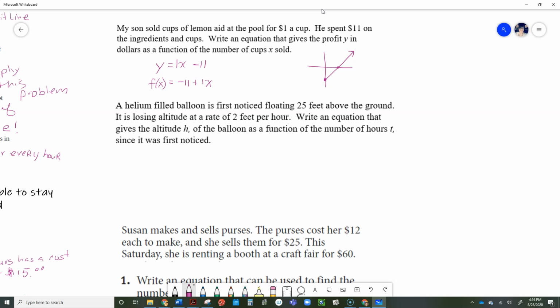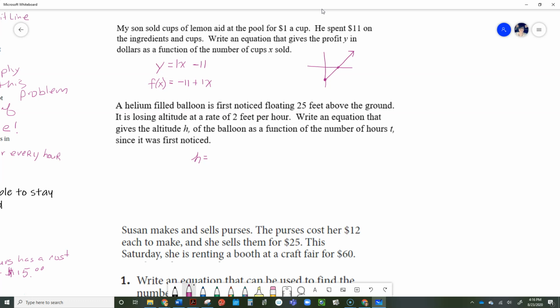Okay, so let's do another one. A helium-filled balloon is first noticed floating 25 feet above the ground. It's losing altitude at a rate of 2 feet per minute. Write an equation that gives the altitude h of the balloon as a function of t. So h is going to be what we're calculating, and we're going to calculate h by using this t somehow, okay?